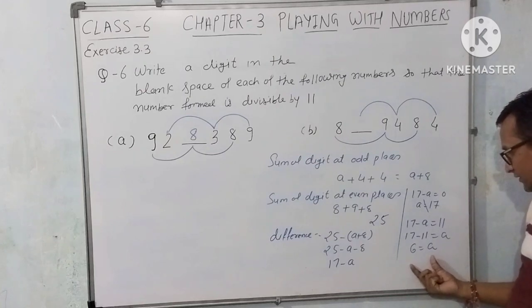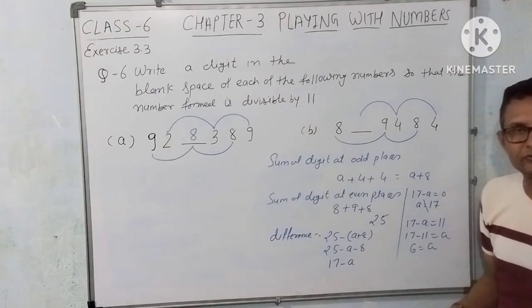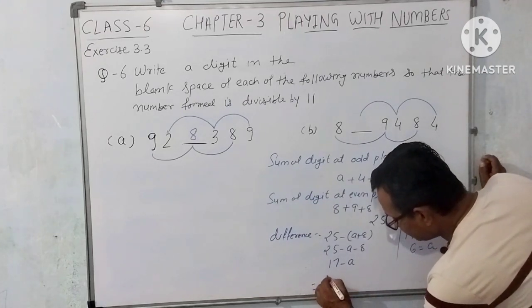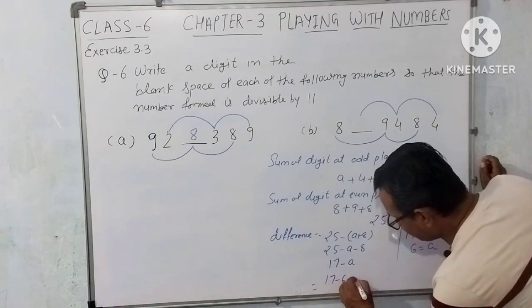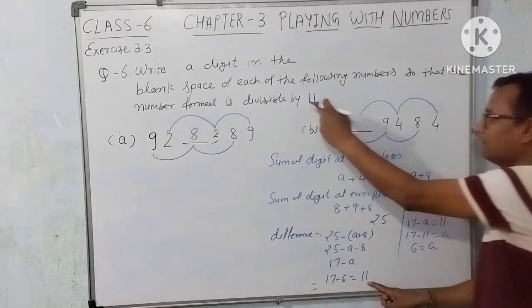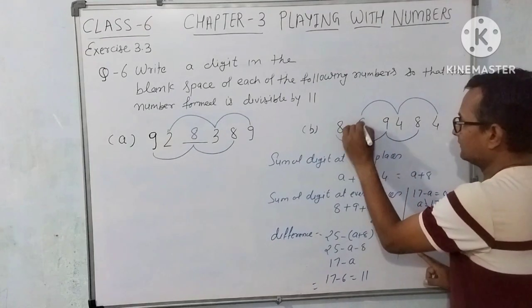So if I put a equal to 6 here, and it is divisible by 11, then we can say yes, this number is correct. So we have 17 minus 6 equal to 11. So we can say 11 is divisible by 11. So this is the right number which we can place here.